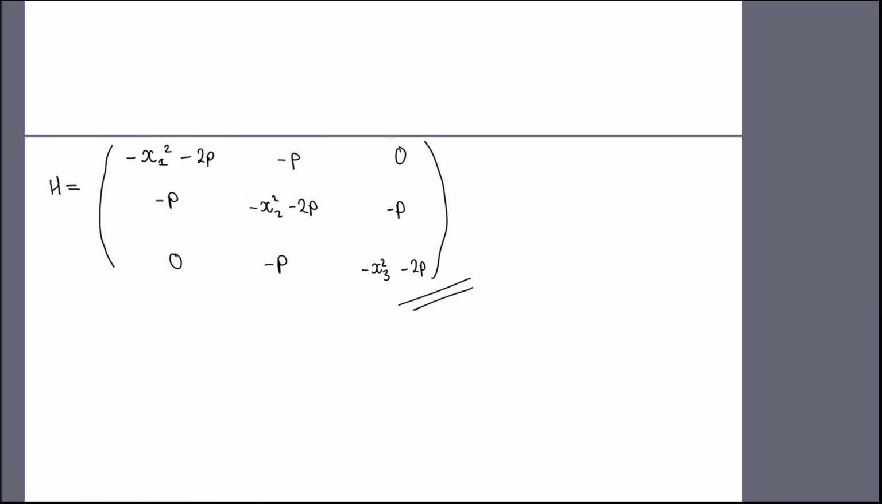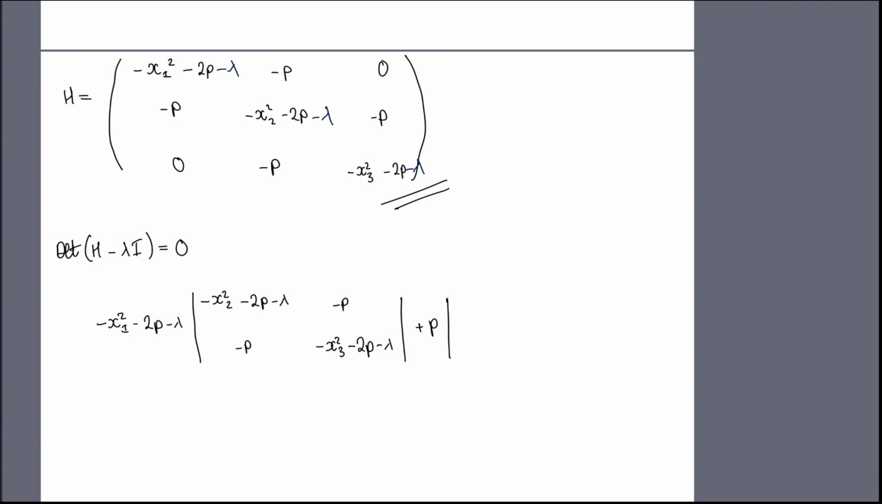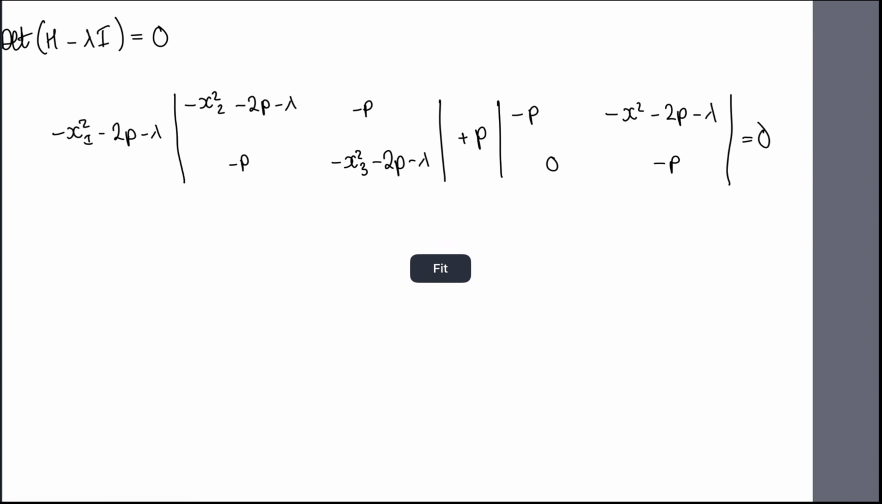So this is our Hessian. If we work out the eigenvalues of this matrix, we'll have to do det of H minus lambda I equal to 0. So we get minus lambda, minus lambda, minus lambda. Working out the determinant using the first row gives us that, and then plus rho, minus x squared minus 2 rho minus 0, 0 minus rho is equal to 0.